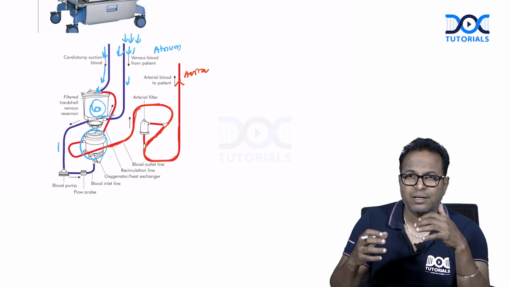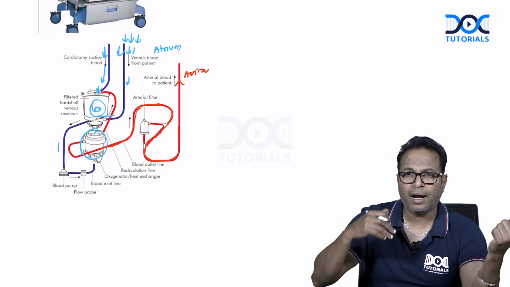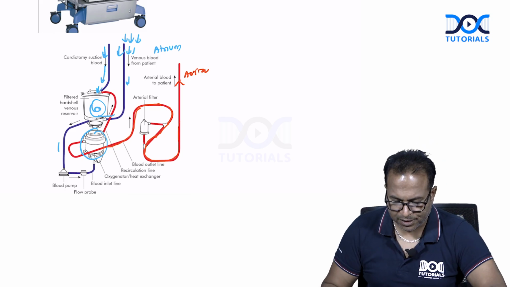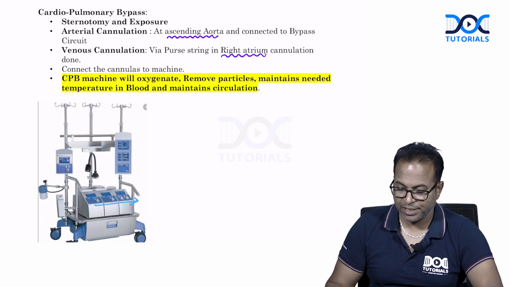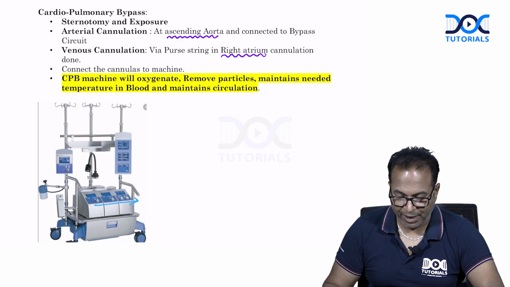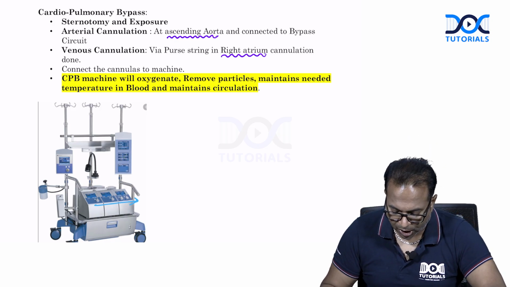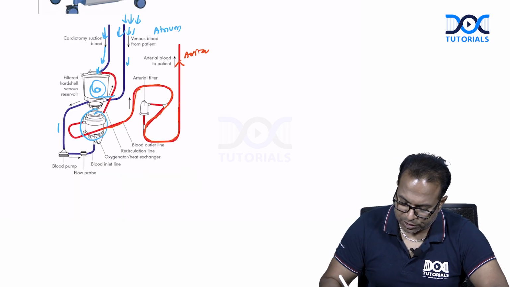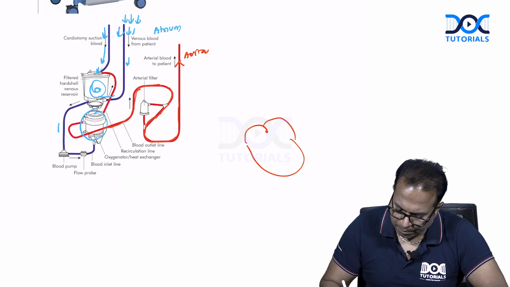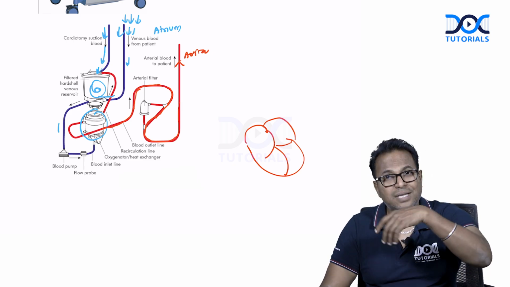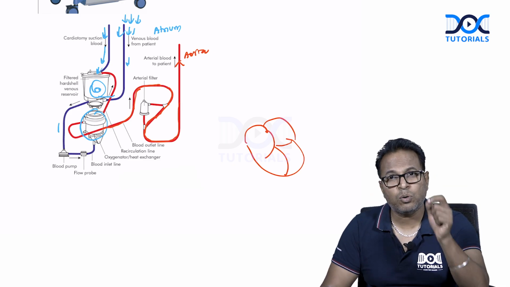The blood is going out of the atrium and entering the aorta by an external circuit called the CPB machine. It oxygenates, removes particles, maintains the needed temperature of the blood, and maintains the circulation by means of the cardiopulmonary bypass machine. So what is the problem in this procedure? You know very well that by doing this cardiopulmonary bypass, all the organs in your body will receive blood supply. But what about the heart?